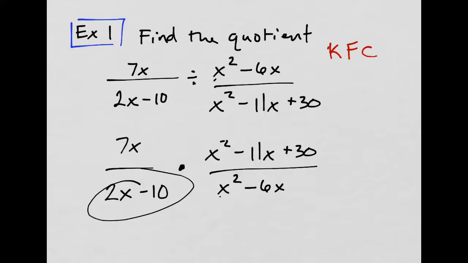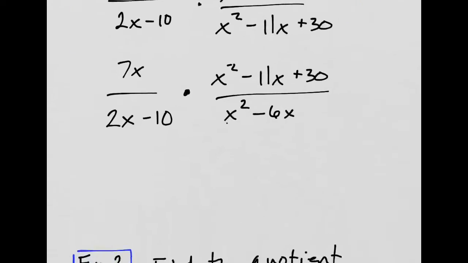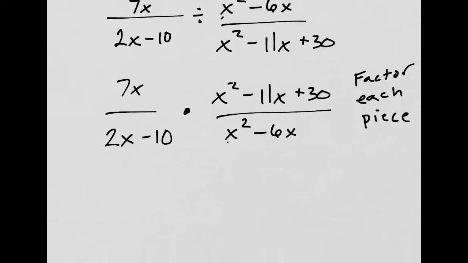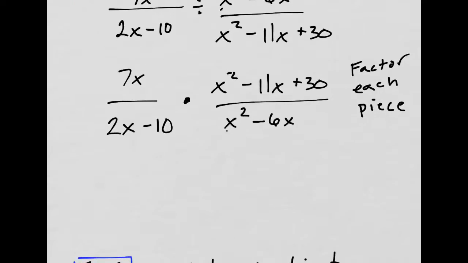This, what can we do? We can divide them by 2. Yeah, divide by 2, so taking out a common factor. Same with this, we can divide by x. So I'm going to factor each piece. So first, keep, flip, change. Second, factor each piece. So the 7x is just going to remain as 7x.